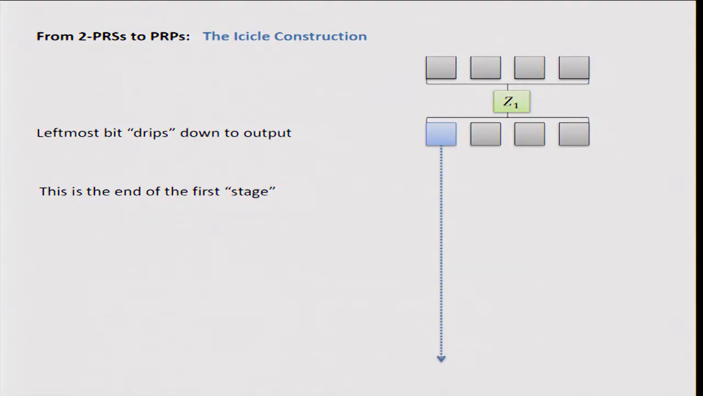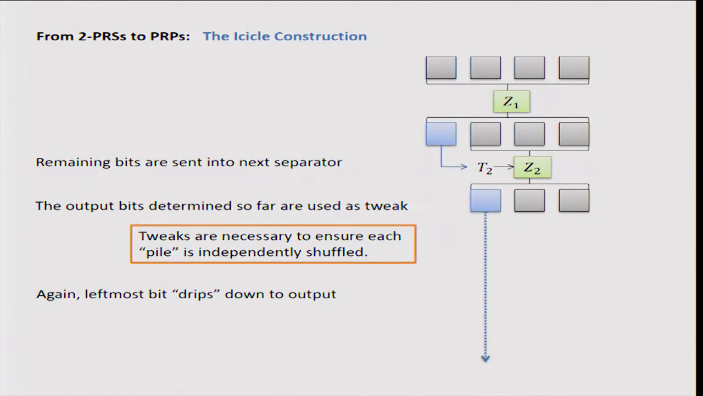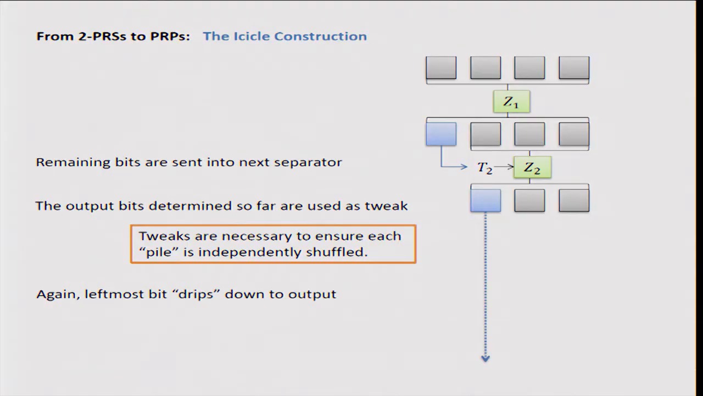At this point, the leftmost bit drips down all the way to the final output, and we're done with that in the output. This is the end of the first stage. Now we take the other 3 bits and send them into the next separator, which is a permutation on 3 bits in this example. Importantly, the output bits that we've figured out so far, which have already dripped down to the output, have to be used as a tweak, as an extra input into this Z2. Intuitively, the reason we need this is, if you think back to our shuffle, we're dividing into 2 piles and then recursively shuffling those 2 piles. We want those recursive shuffles to be independent of each other. The tweak helps us ensure that that's the case.